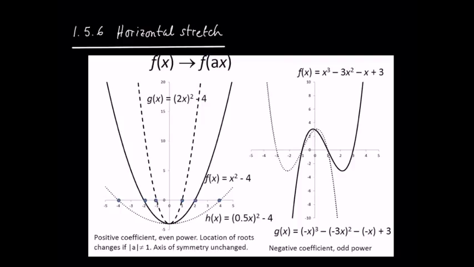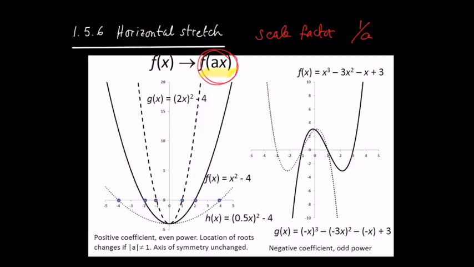So the number that you see in here isn't actually the scale factor. The scale factor is 1 over a. So if your scale factor was 1/2, the number you would write inside of the function here would be 2. Likewise, if your scale factor was -2, the number you would write inside the function would be -1/2.